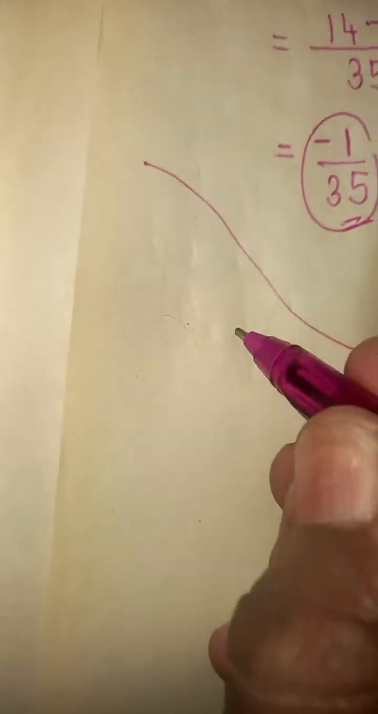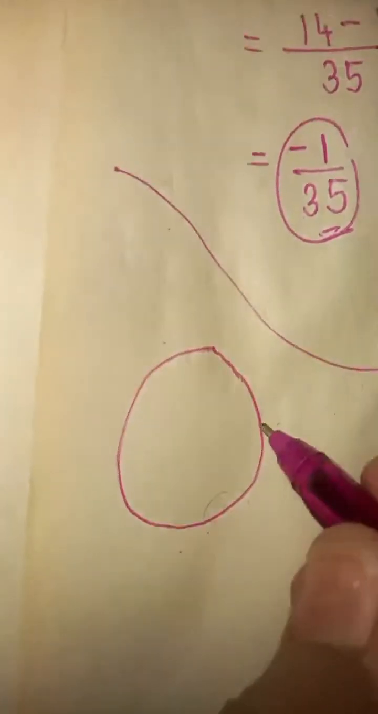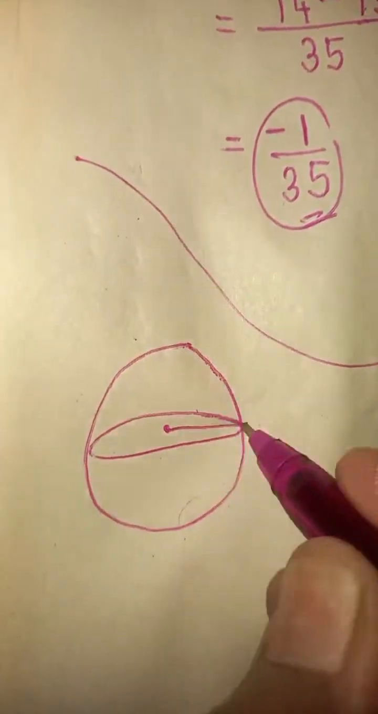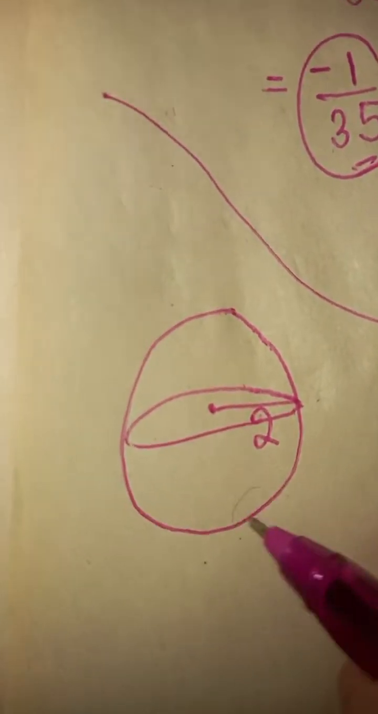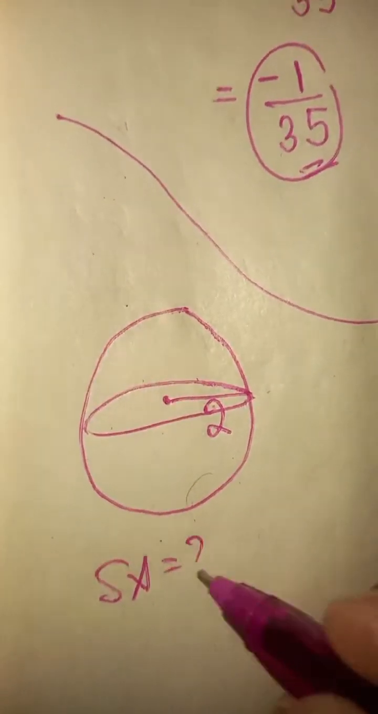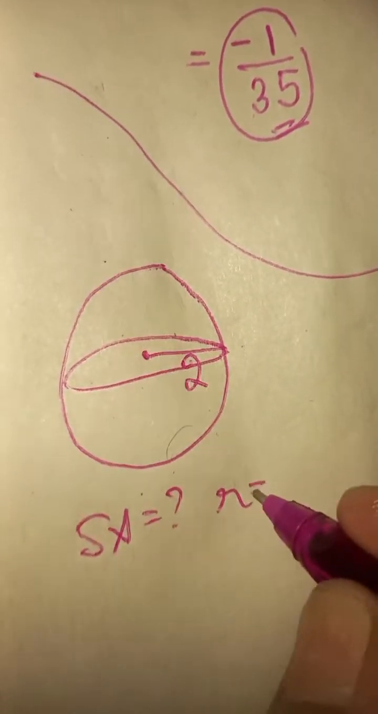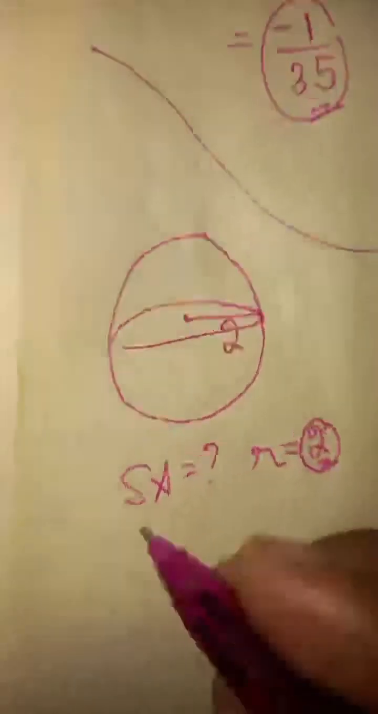Let's take another sphere. In this sphere they are giving the radius as 2 units. Here also you need to find out what the actual surface area of the sphere is when they have given the radius as 2 units. You can do it out.